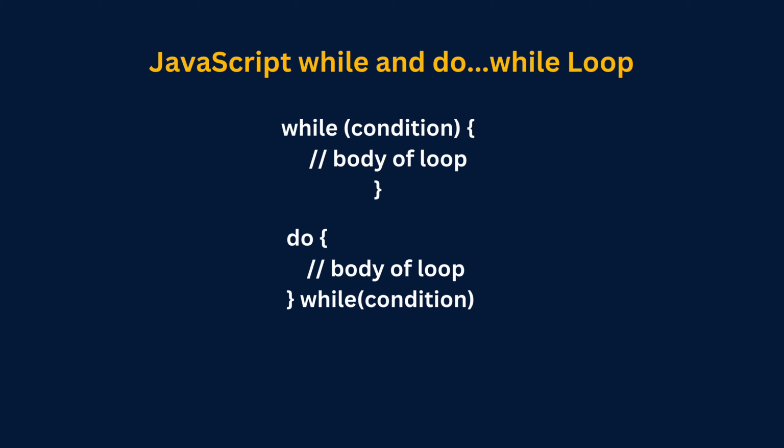While is an entry control loop. It first checks the condition and then it enters. Do while is an exit control loop. It first enters and then it lastly checks the condition. So in do while, even if the condition is false, at least once that code block will run, right? Yes, sir.